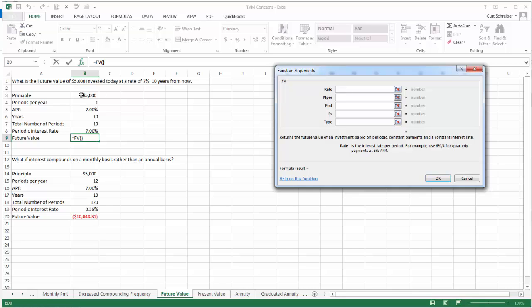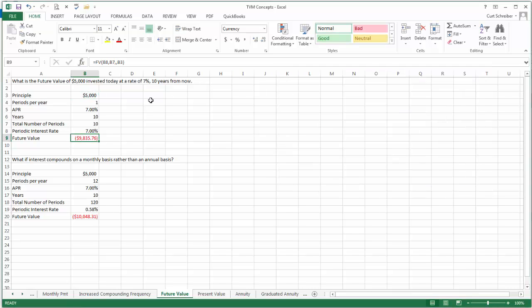our interest rate is going to be equal to the periodic interest rate. Our number of periods is going to be equal to the total number of periods. And so our present value is the $5,000. So $5,000 invested for 10 years at 7% is going to be equal to $9,835.76. So at this point, we can say, but what if we have monthly compounding rather than annual compounding?